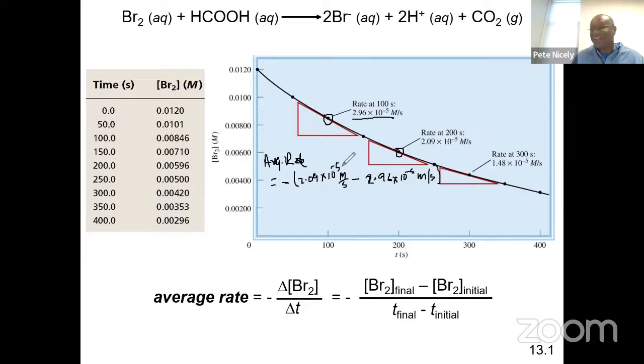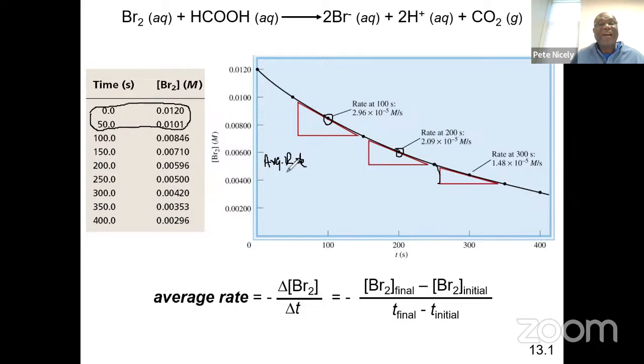Oh, no, I'm sorry. I just realized something. I'm using the wrong values here. I assumed that those values are the concentrations. Those would be the rates. So let me erase this here. What I should be using, hold on one minute. Okay, what I should be using are the table values here. So let me use these 2 values right here.